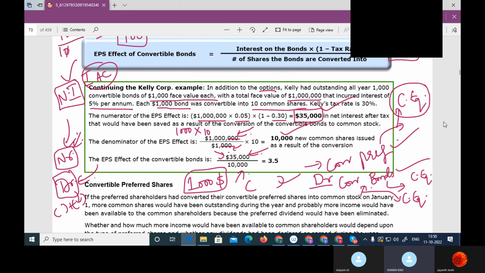Okay, and now as per the formula, the number of shares the bonds are converted into. In the question only, it is there: each 1,000 bond was convertible into 10 common shares. Simply, we can do 1,000 into 10. We will get 10,000. So we will get a numerator and denominator over here. 35,000 divided by this, as per the formula. We have this 3.5. This is fine.